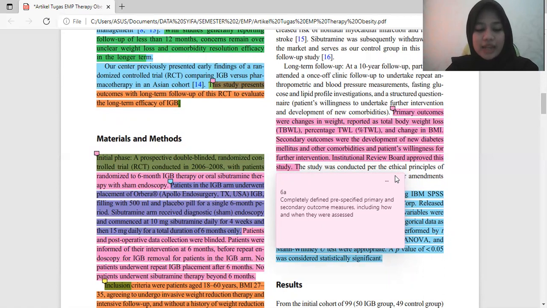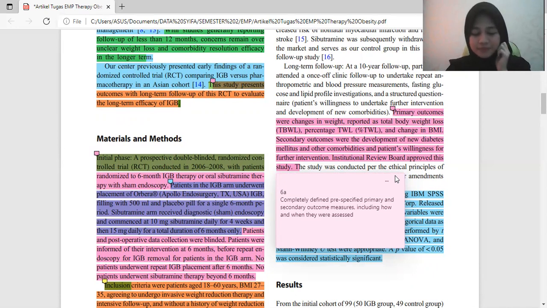Next is number 8A, method used to generate the random allocation sequence. The number 8A is not available. Next is number 8B, type of randomization, details of any restrictions such as blocking and block size. The number 8B is not available. Next is number 9, mechanism used to implement the random allocation sequence, such as sequentially numbered containers, describing any steps taken to conceal the sequence until interventions were assigned. The number 9 is not available.